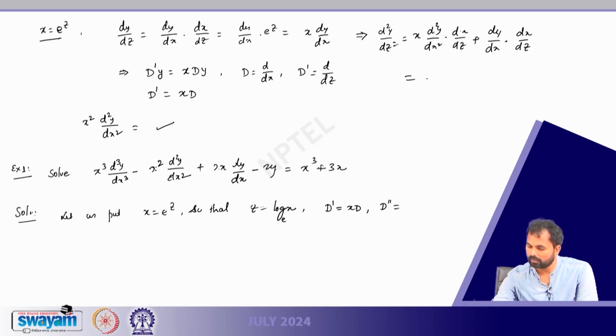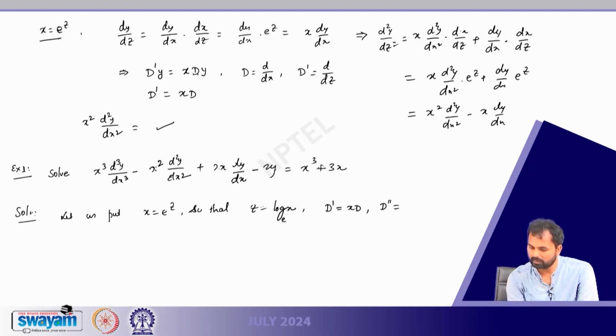So I will get x into d square y by dx square, dx dz will be e to the power z, plus dy dx into e to the power z. So this will become x square d square y by dx square minus x dy dx, but x dy dx is again D dash y. So this will be x square d square y by dx square minus D dash y.